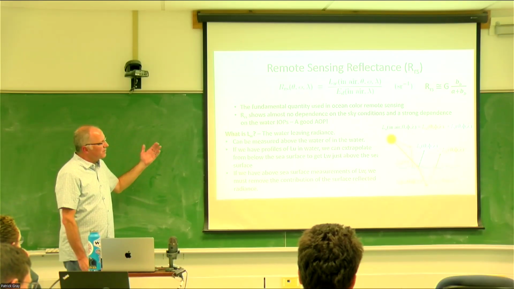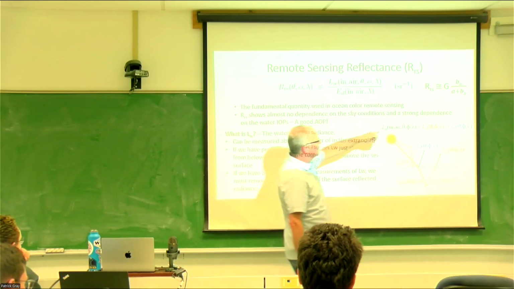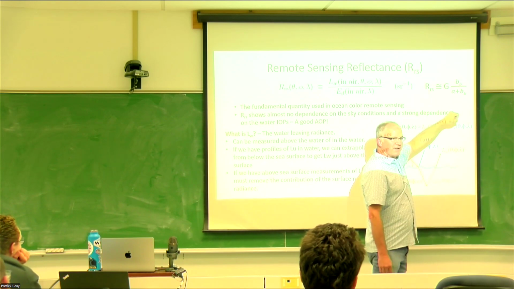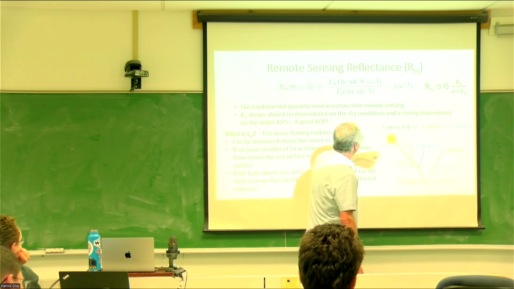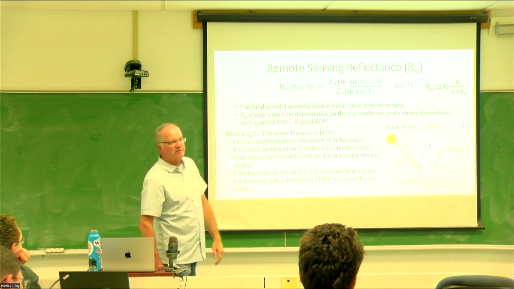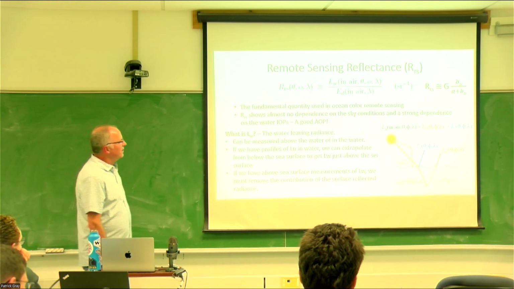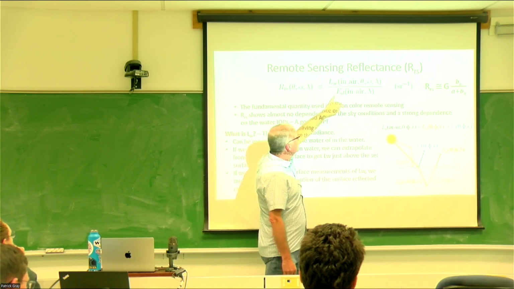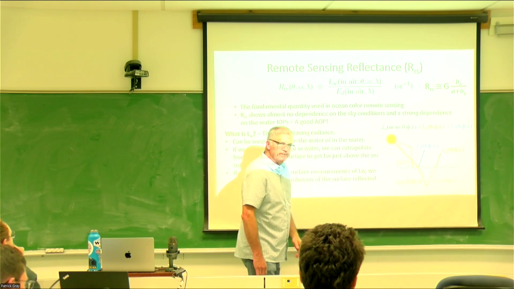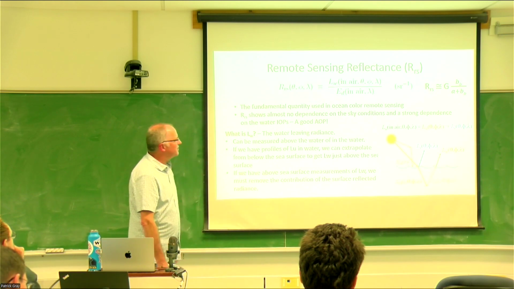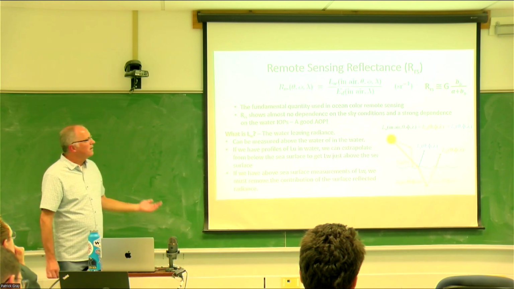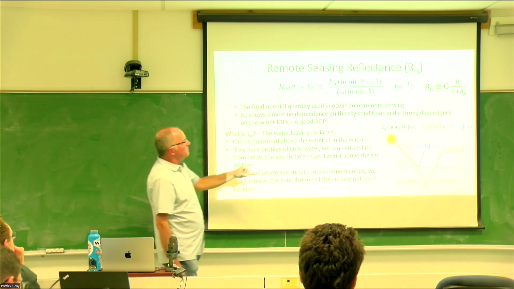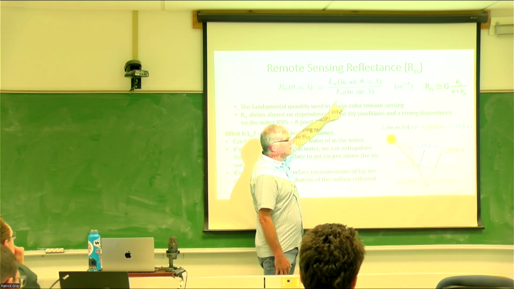So remote sensing reflectance, again, just a reminder, is the generalized form we've been working with. Here's the definition in radiometric terms: you've got a measurement called water leaving radiance, measured in air at some theta, phi angle and some wavelength. You divide that by the downgoing irradiance, typically in air.